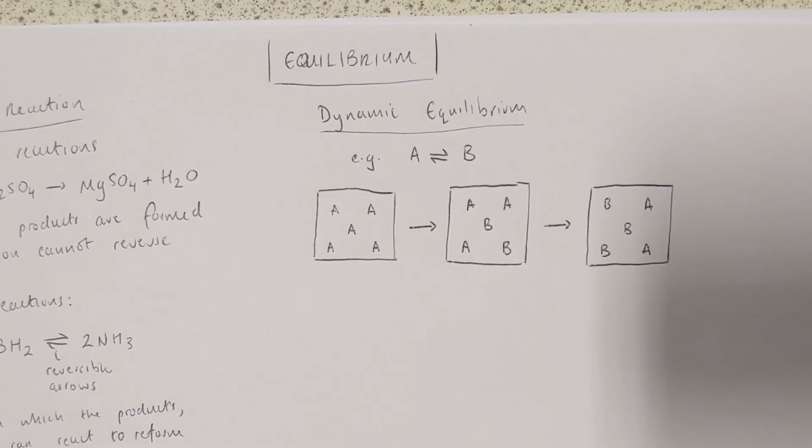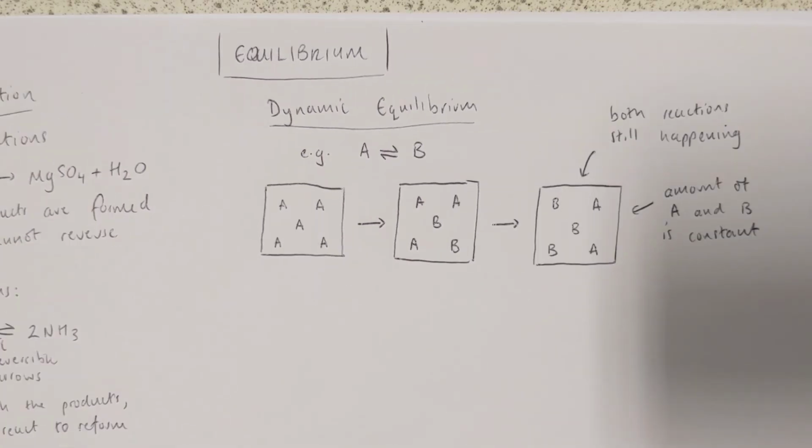So the amount of B and the amount of A doesn't change too much, because the rate at which B is turning into A and A is turning into B cancels out. They're kind of equal rates. So to put it a little bit more simply, in this last box, the amount of A and B is staying constant, but that doesn't mean the reaction has stopped. Both reactions are still happening, just at the same speed. So A is going to B at the same speed at which B is going back into A.